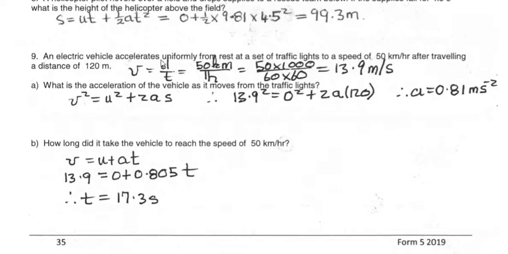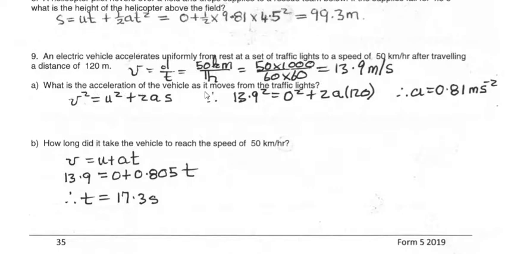9. An electric vehicle accelerates uniformly from rest at a set of traffic lights to a speed of 50 kilometers per hour after travelling a distance of 120 meters. So we can use v equals d over t, 50 kilometers divided by 1 hour is 50 times 1,000 meters divided by 60 times 60 seconds. There's 60 seconds in a minute, 60 minutes in an hour, so you do 60 times 60 for the number of seconds. This gives us 13.9 meters per second.